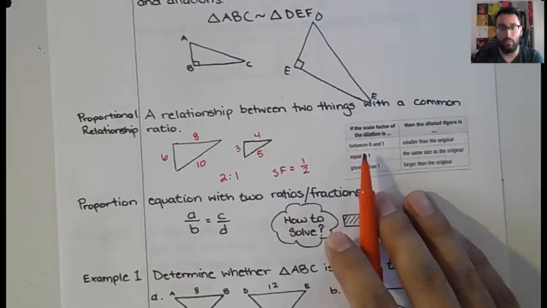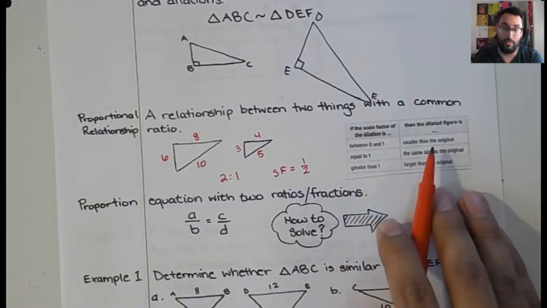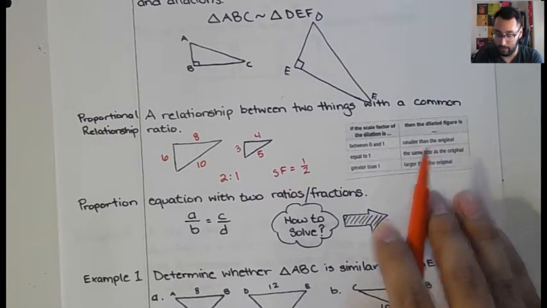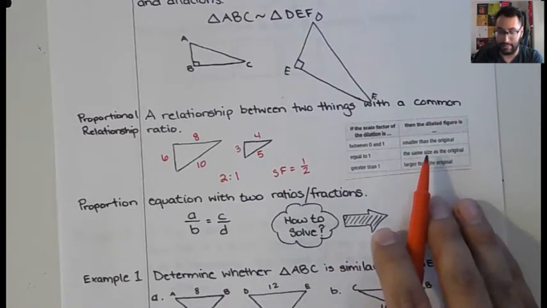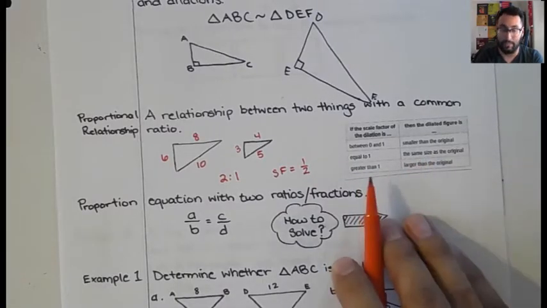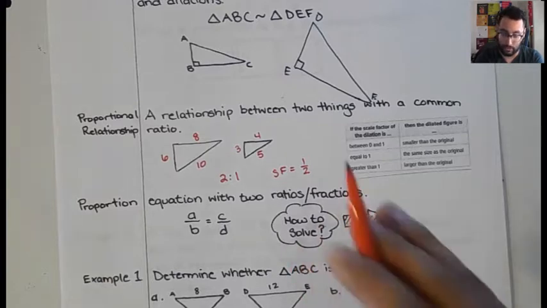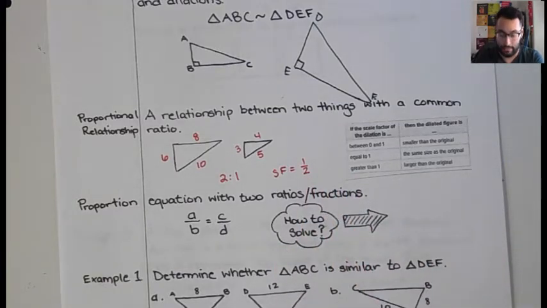So if it's between 0 and 1, we have a smaller item than the original. If it's equal to 1, it's the same size as the original, the same exact thing. If it's bigger than 1, it's larger. So we have a scale factor of 1/2. It's getting smaller because that's in between 0 and 1.